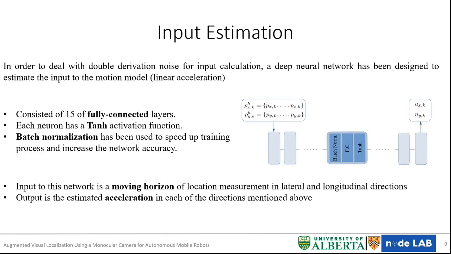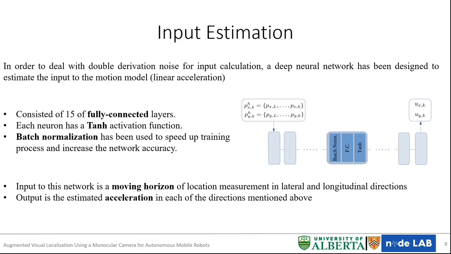To estimate the inputs to the motion model, we're not just relying on double derivation of the location history because it produces a lot of noise into the acceleration data. So we have designed a deep neural network to be able to estimate the acceleration of the robot with the noisy inputs from the camera.